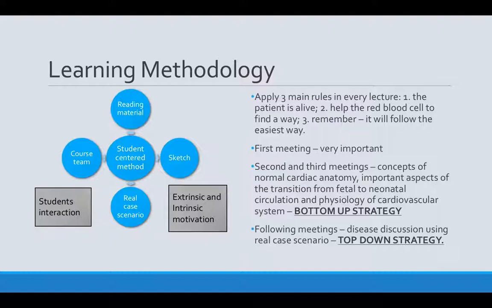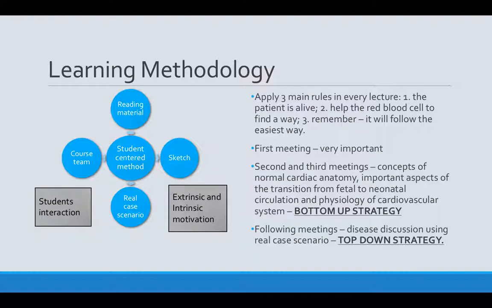In the first meeting, I will explain the program, how they will learn, and why the program is planned in this way. The second and third meetings will be a moment to explain basic concepts of cardiac anatomy and physiology of the cardiovascular system. So I will use bottom-up strategies.